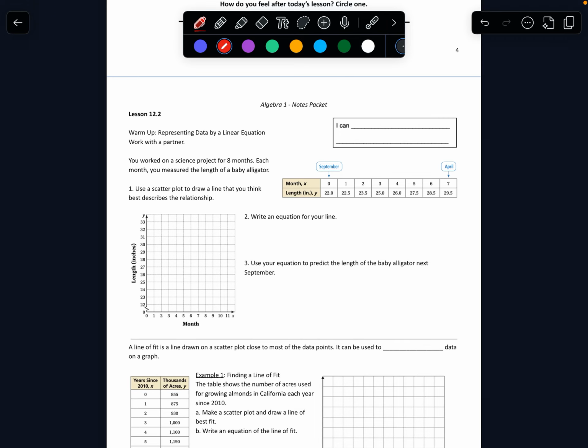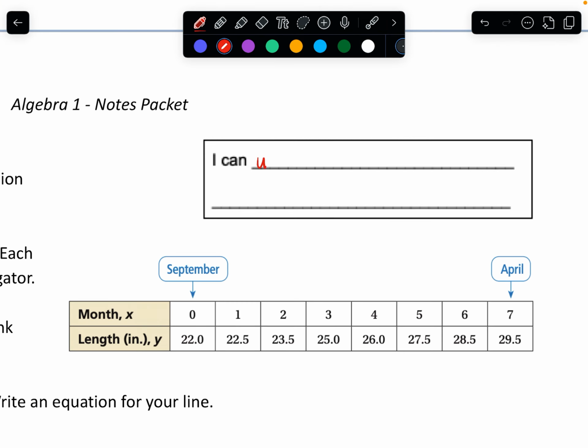Today's lesson is going to be on using lines of fit to model data.